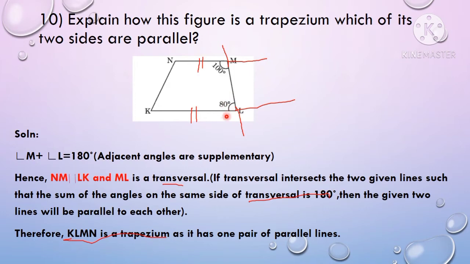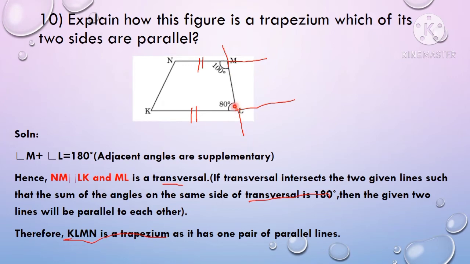We know that the sum of adjacent angles is equal to 180 degree. Here we can take the two lines as parallel. What are the two lines? NM and KL are the parallel lines. Parallel lines means what, children? Parallel lines will not intersect each other. Then we can take ML as transversal. Why are we taking ML as transversal? Because it is passing through NM and KL. When you extend this line, look here, ML will be intersecting these two lines.